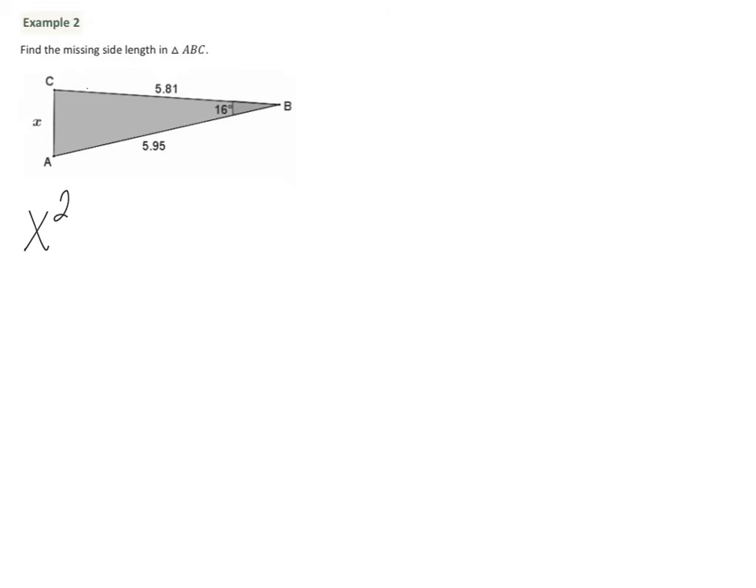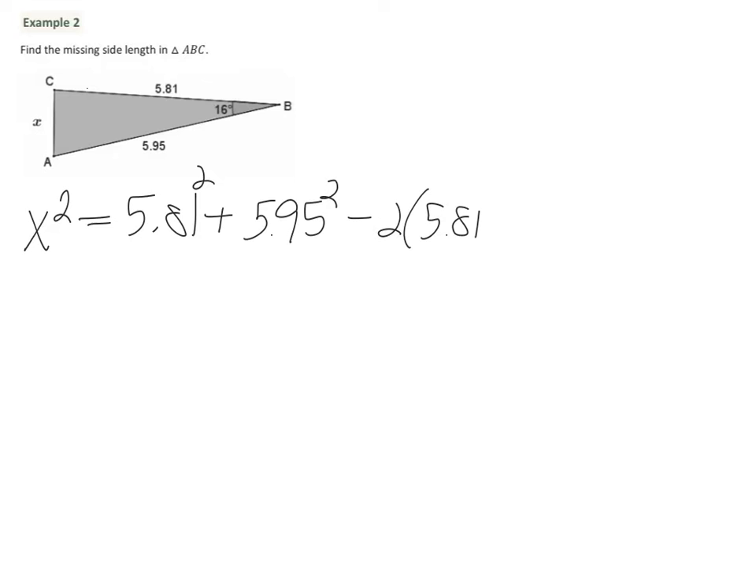So we have x squared equals a squared plus b squared minus 2 times a times b times cosine of the included angle. Alright, I'm going to push pause and do the math.